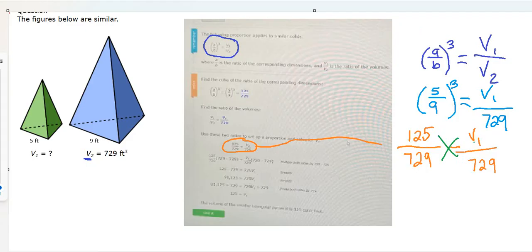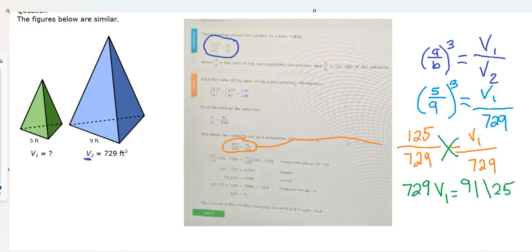I like to do the one that has the V first. So it would be 729 V1 equals 9 times 125. Yes.